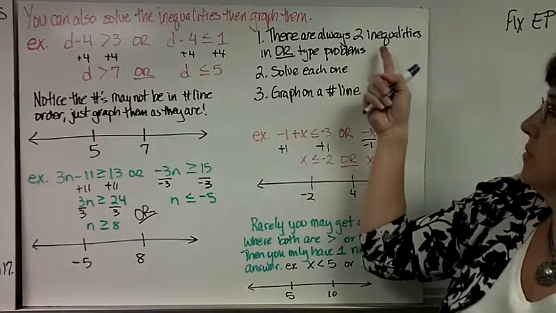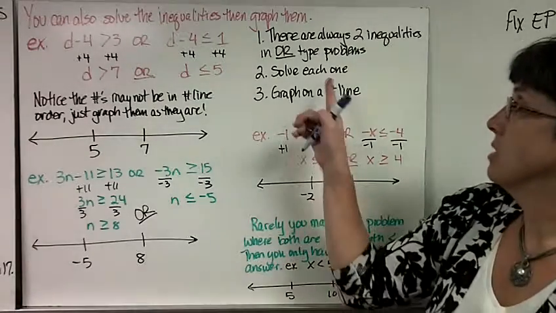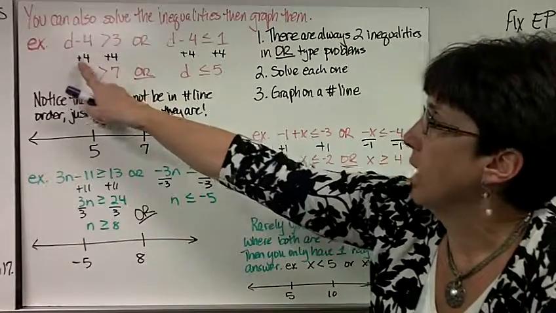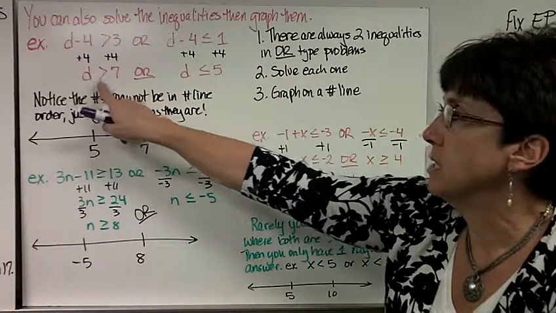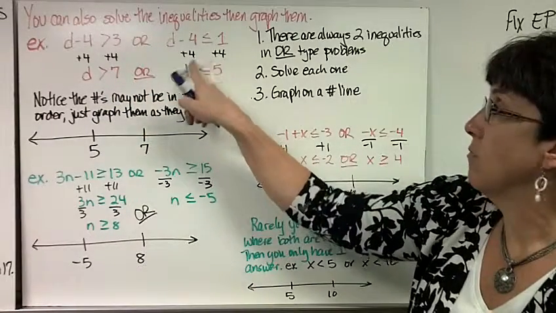Here are your steps. There are always 2 inequalities in the OR type problem, so you just need to remember that. So you solve each one and then graph it on a number line. So on this one, I'm going to add 4 to both sides, get D is greater than 7, write the word OR, again add 4 to both sides.